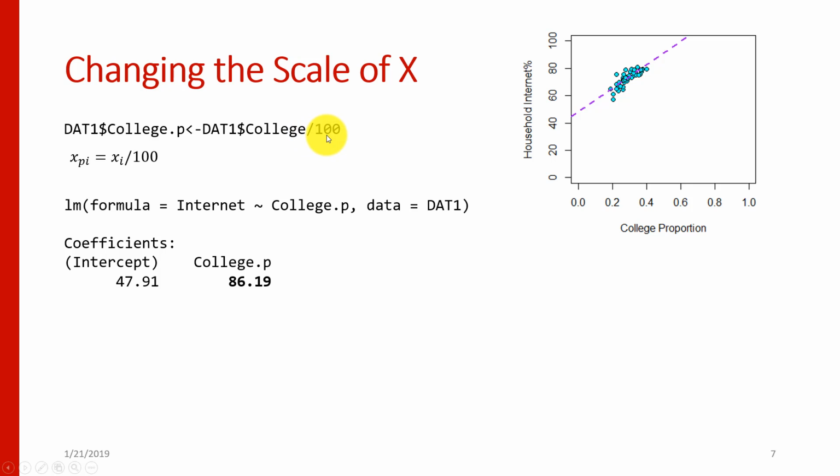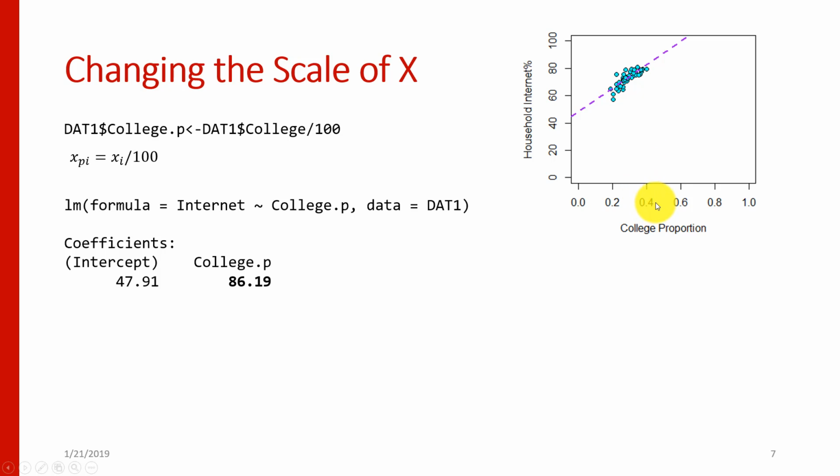So 90 becomes 0.90, 75 becomes 0.75, and so on. So we'll get a unique proportion for each state, which is based on their original x value divided by 100. And as you can see, the general relationship, the pattern hasn't really changed. But if we look at the percentage of households with internet access against the proportion of college graduates in each state, the scale of the x-axis is very different. So now we have 0 to 0.1 to 0.2 to 0.3 to 0.4.